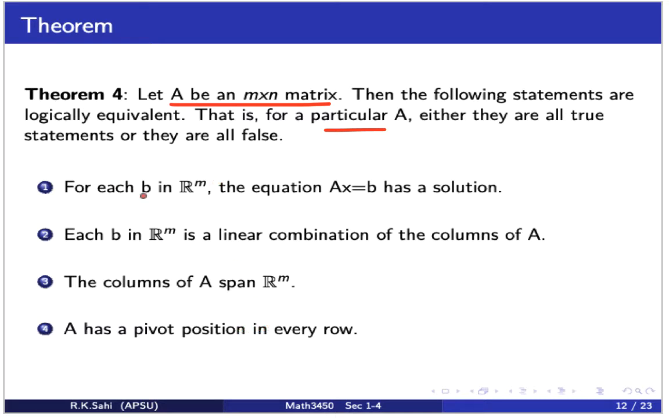For example, for every b in Rm, this equation has a solution. So if every element b in Rm makes this equation consistent, that's the meaning of that. It has a solution, that means it is consistent, which in turn says that every b in Rm can be written as a linear combination of the columns of A. Remember, because the matrix equation can be easily written as a vector equation, which from the vector equations section, the columns of A are spanning Rm, which ultimately says that A has a pivot position in every row.